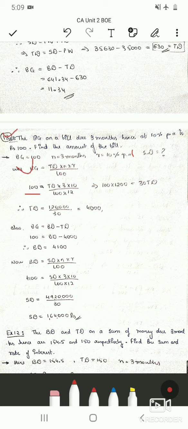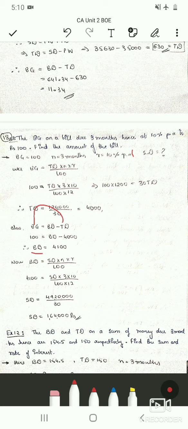So we will substitute the given terms. So banker's gain 100 is equal to true discount into 3 into 10 by 100 into 12. Why 12? Because here n is in terms of months. So when you simplify you will get true discount as 4000 rupees. So now we know banker's gain is nothing but the difference between banker's discount and true discount. We have the banker's gain value and the true discount value, so we can find out banker's discount. So banker's discount will be 4100. That is, this will go to the left hand side, it will be plus, therefore it is 4100.